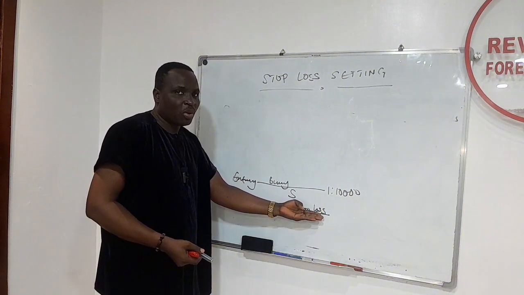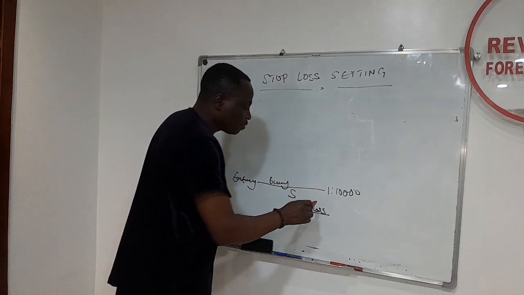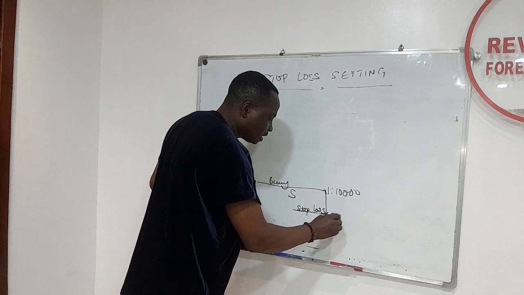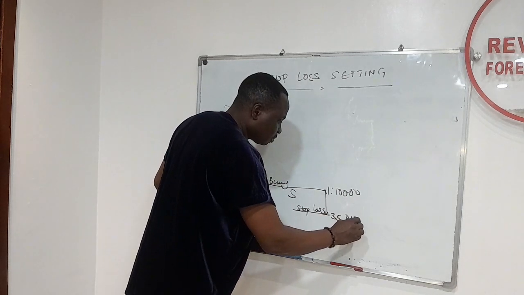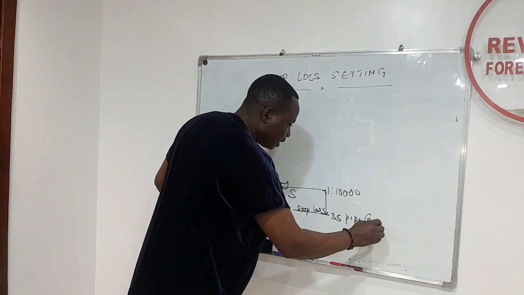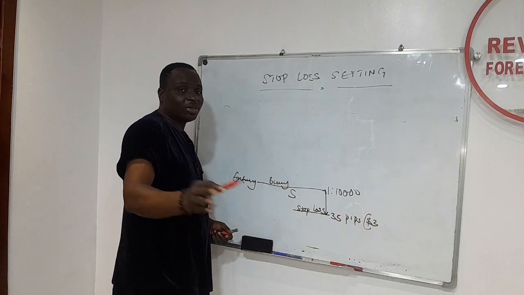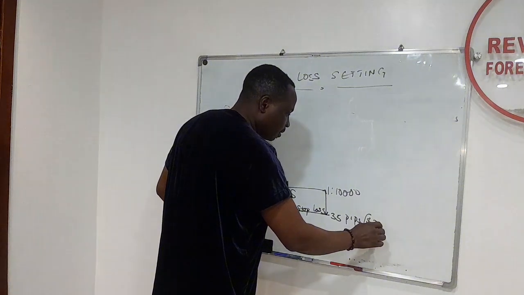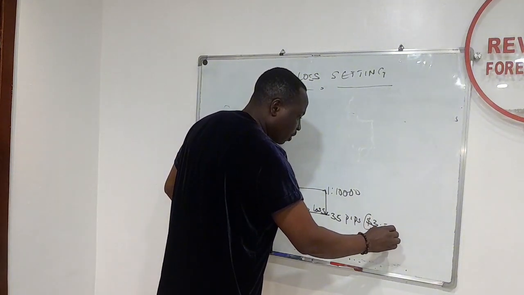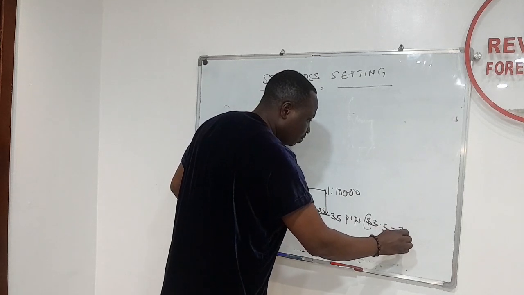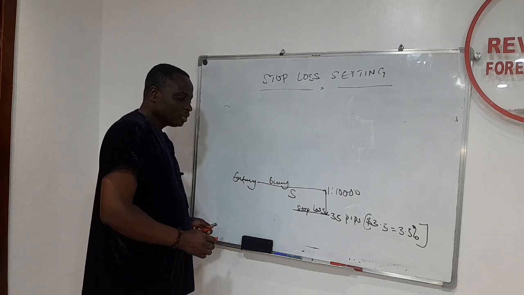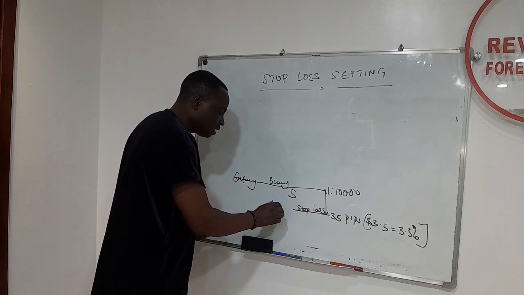So if you're going long, that is, if you're buying, your stop loss will be below your entry point to the tune of, like I said, 35 pips. So 35 pips will be $3. We're using a $100 account for this class, so $3.5 will be 3.5% of your account size. That is a tight stop loss.